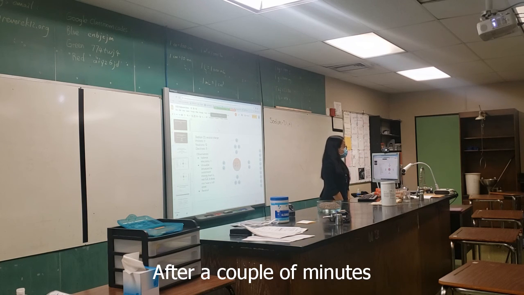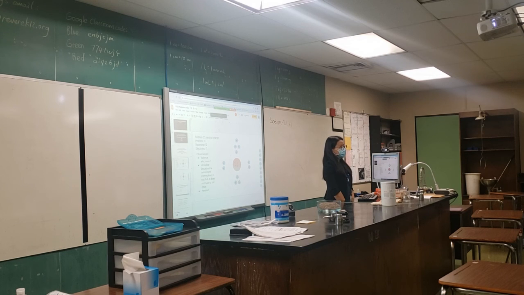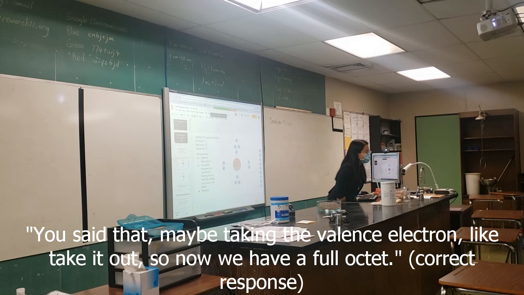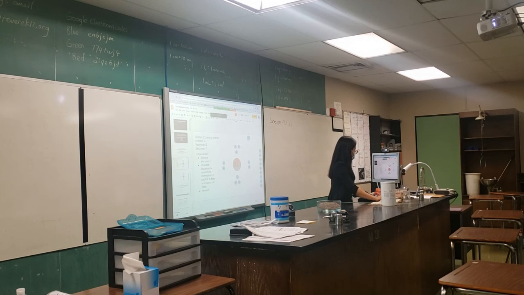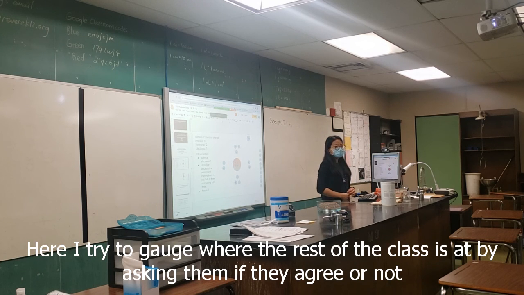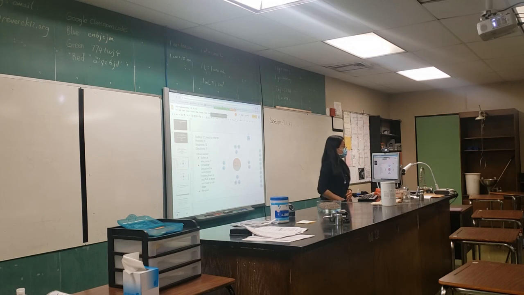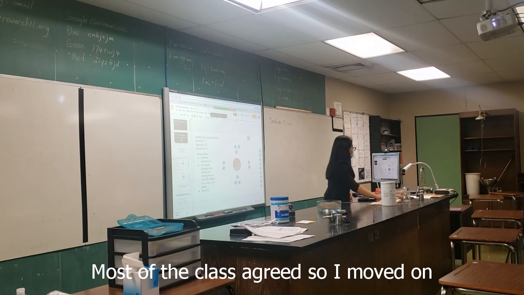So I'm getting some responses. Can I get a volunteer to raise their hand and tell me what they think? Yes, Miguel. We said that maybe taking the valence electron, like take it out, now we have a full octet. Yeah, so now it will be more stable. So now it has a full octet. Okay, how many of you agree with Miguel? Okay, how many of you are also kind of lost? Okay, I agree with Miguel.